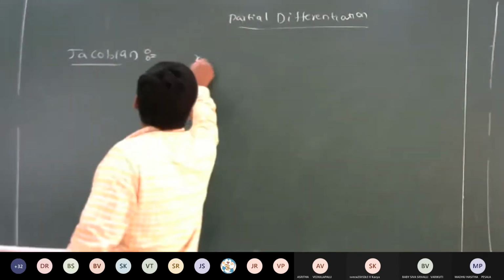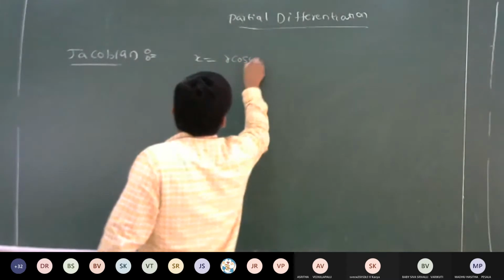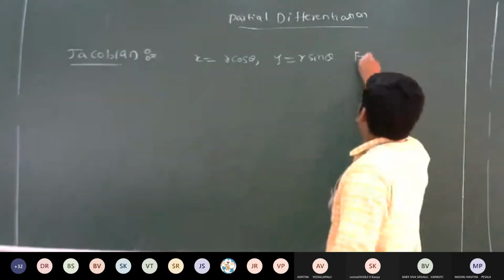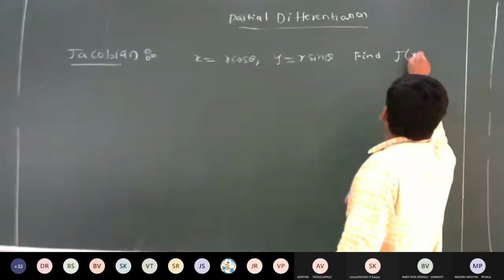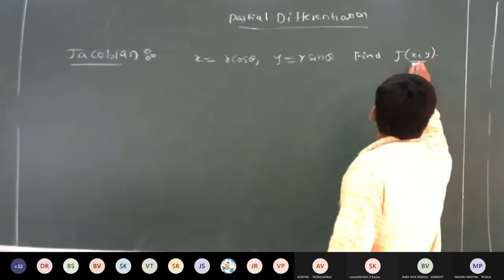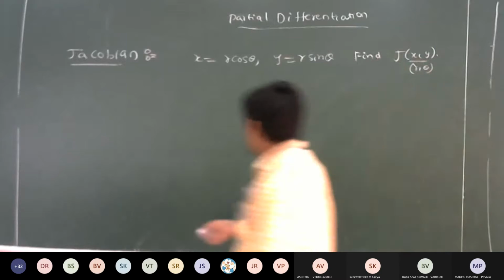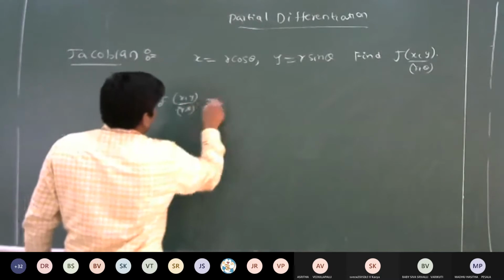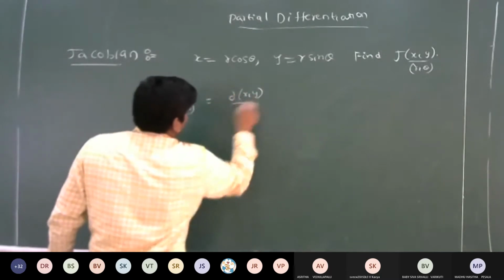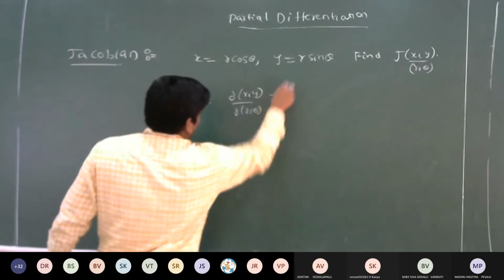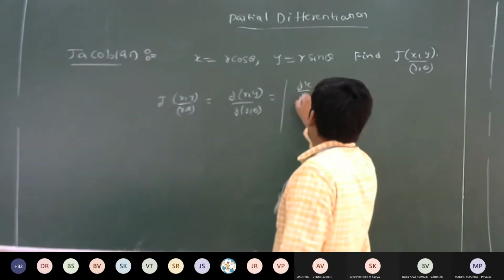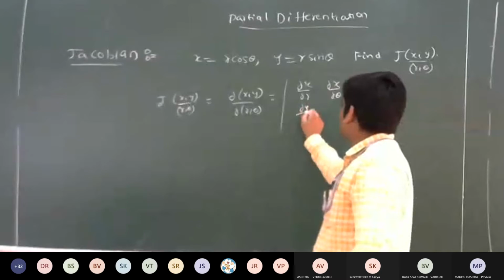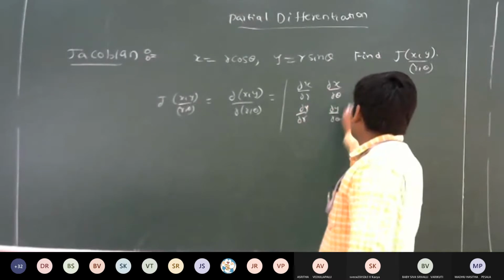Very simple problem. x is equal to r cos theta, y is equal to r sin theta. Find the Jacobian of x comma y by r comma theta. It is nothing but dou of x comma y by dou of r comma theta. So what is the formula? It is dou x by dou r, dou x by dou theta, dou y by dou r, dou y by dou theta. Is it clear now?